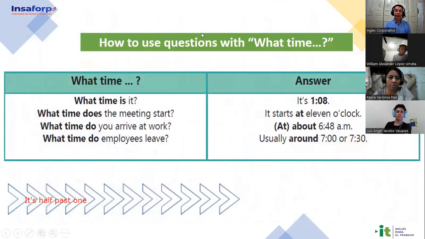What time is it? It's 1:08. What time does the meeting start? It starts at 11 o'clock. What time do you arrive to work? At about 6:48 a.m. What time do employees leave? Usually around 7 or 7:30.